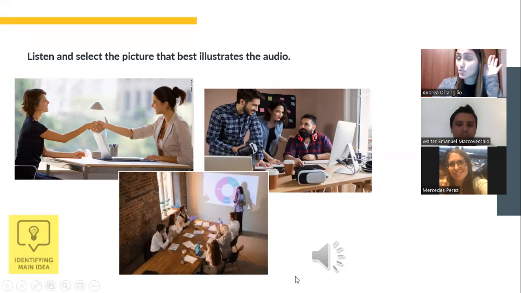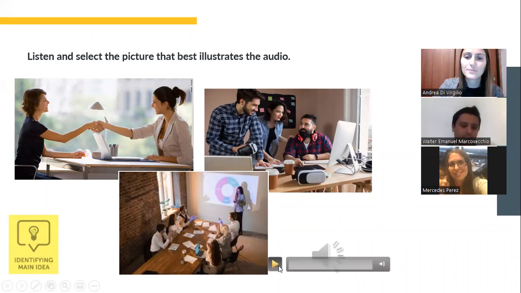So you're going to listen to the audio, and the first thing you need to do is identifying the main idea, the general idea. Again, pay attention to the relationship between the people, okay? Pay attention to the context, where they are, if it is formal or informal, okay? And if you pay attention to that, you can tell me if it is picture 1, picture 2, or picture 3, okay? Yes? Okay. Good.